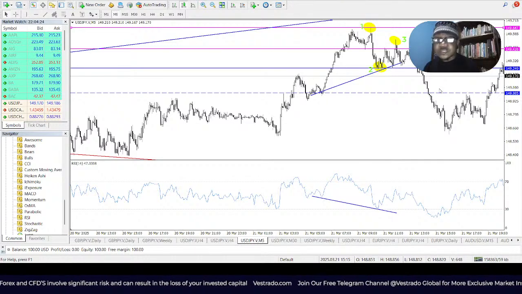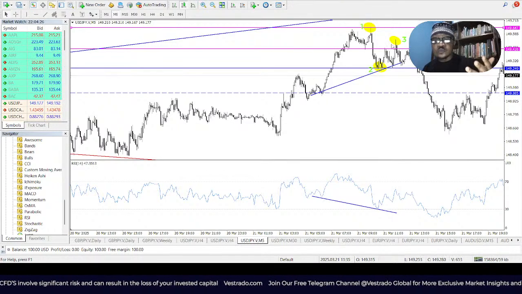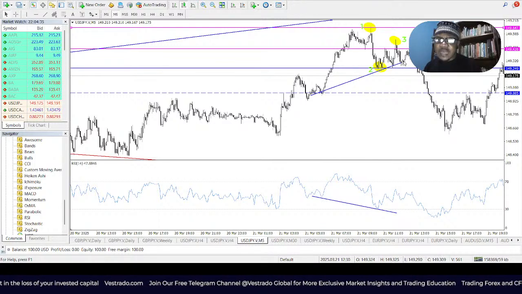Was there a breakout? Was there a complex reversal pattern? Yes. 1, 2, 3 reversal pattern. Was there a breakout? Yes. Breakout of the confirmation level on the 1, 2 reversal pattern, or the neck level, and breakout of the trend line. So early entry.